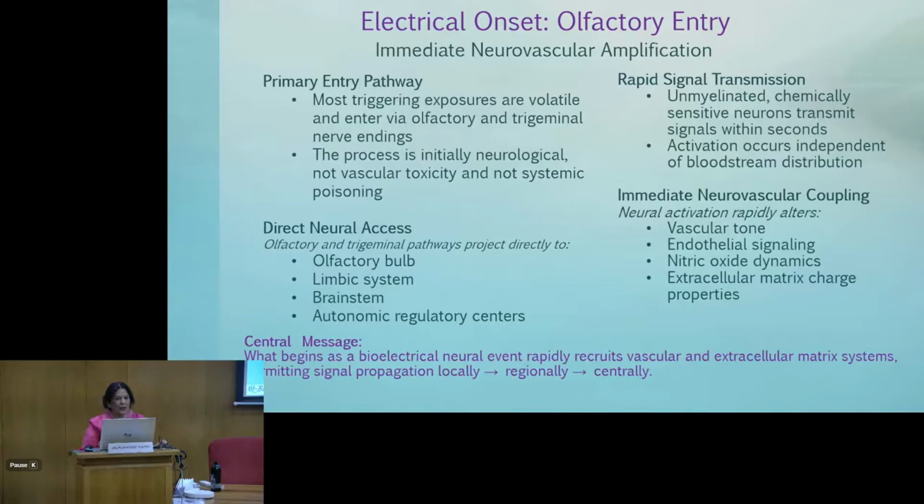So what happens when most of the triggering exposures are volatile? They enter through the olfactory and trigeminal nerve endings, and go through the cribriform plate inside the brain into the olfactory bulb, limbic system, brainstem, and autonomic regulatory centers. And like Dr. Pilar described yesterday, there is a problem with denervation hypersensitivity. So I want to explain how that happens.